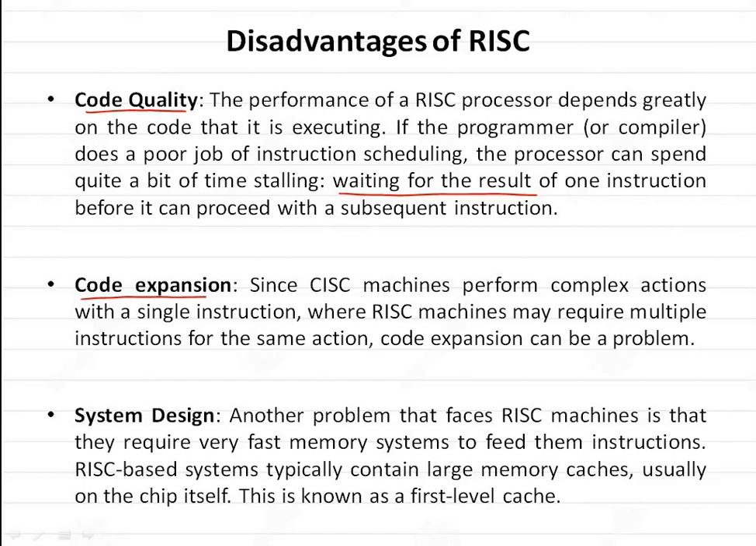And finally, the system design. That is another problem faced by most RISC-based machines: they require very fast memory, because we have to load everything from the memory into the registers. If the memory is slow, then this transfer of data from memory to registers will take a lot of time. So we need to have a very fast memory along with large memory caches. The cache memory should be large so that we can quickly load and store the data from the cache memory into the registers. So that is the third disadvantage.